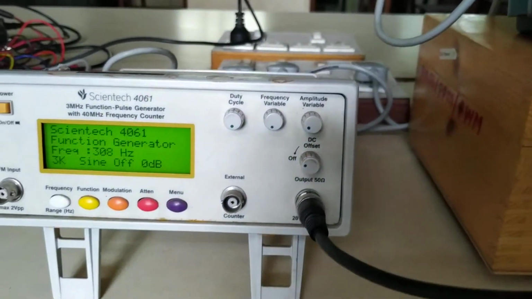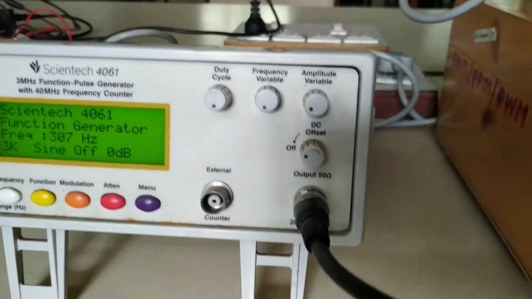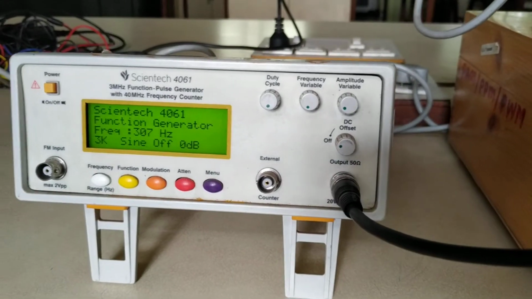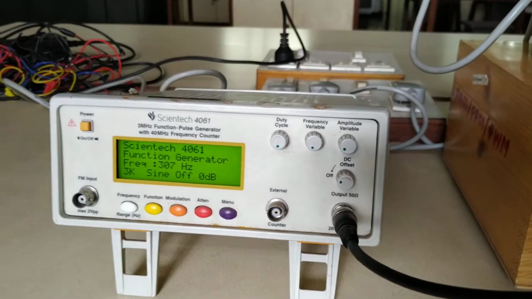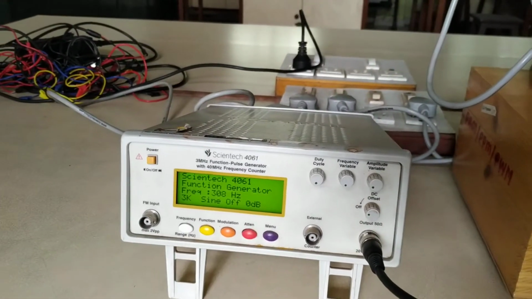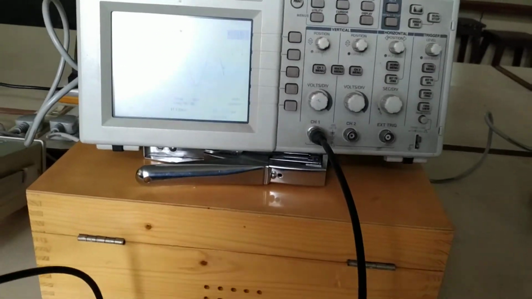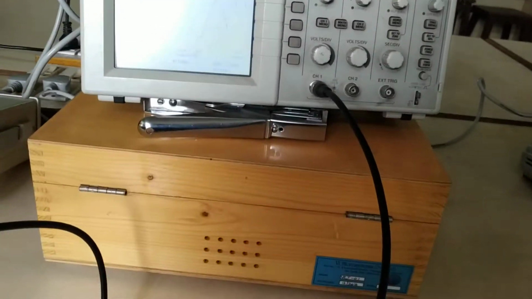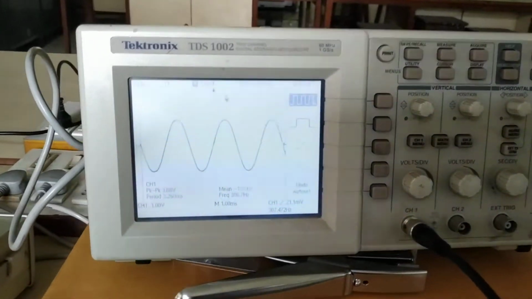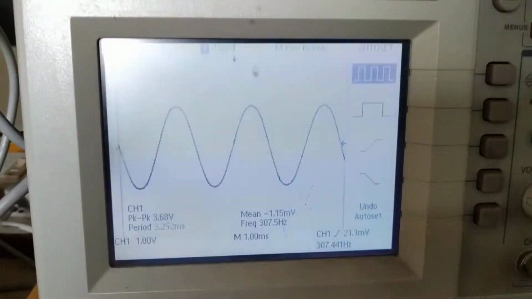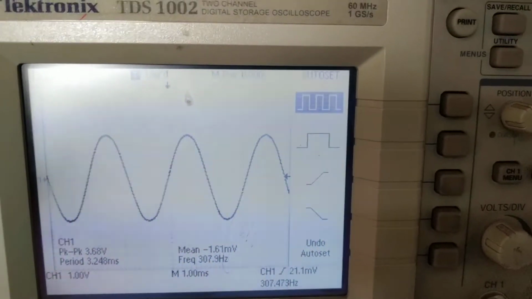So the output has 50 ohm impedance, the output impedance of the signal generator. I have connected the signal generator to the DSO using the probe. Now the sine wave that I have given, here it is coming as a sine wave.